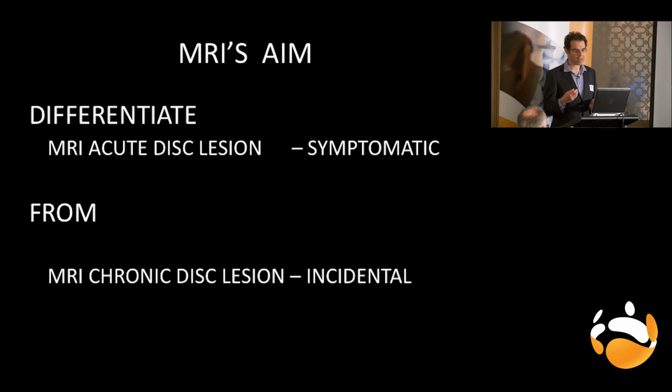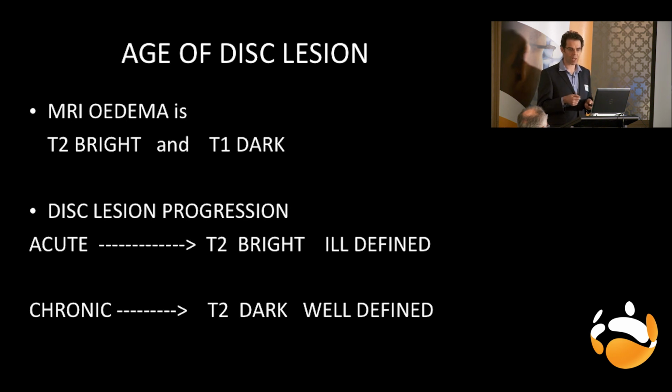The aim of MRI is really to work out, one, the level, so which specific level is causing the problem, and two, what lesions are acute or symptomatic versus what are chronic. And the way we do that is we look at the signal on MRI. We know that with any pathology, an acute thing will be bright, will have edema, will have fluid, while when it becomes chronic or becomes elderly, it becomes dark, it loses fluid.